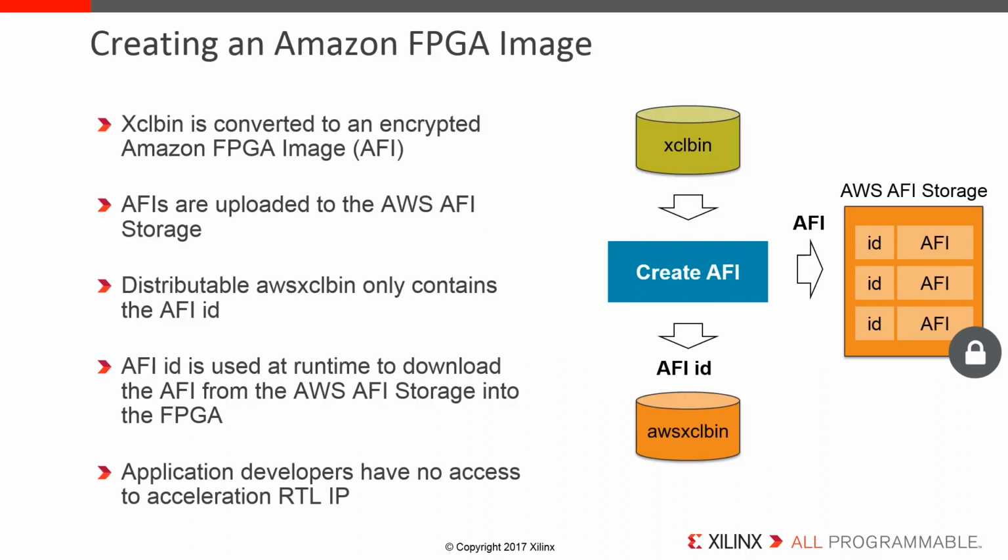The creation of the Amazon FPGA image is done using command line utilities provided by Amazon on AWS. The XCL bin file, which is the FPGA binary, is converted into an Amazon FPGA image and securely stored on AWS AFI storage. A unique AFI ID is generated to access the AFI from the AWS storage. The AWS XCL bin file that's produced contains the generated AFI ID and can be shared with application developers without providing direct access to the actual RTL IP.